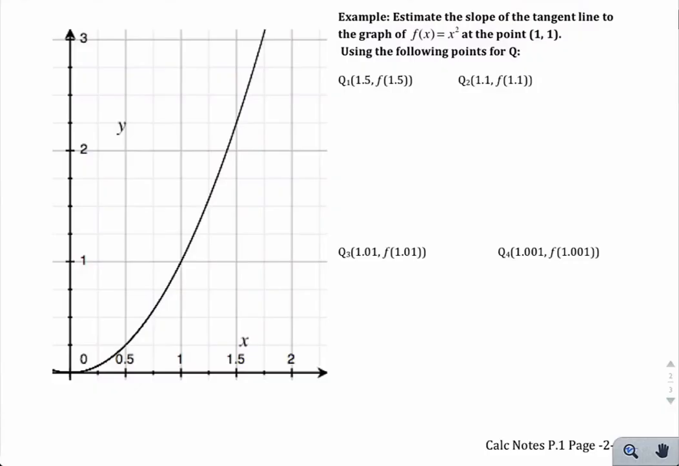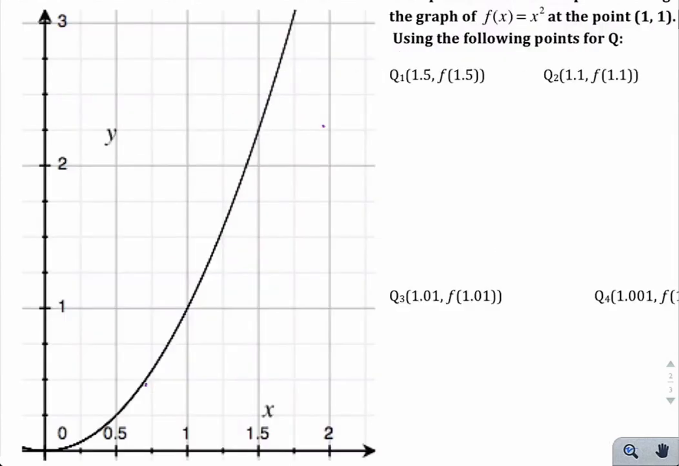So in our next example, we want to estimate the slope of the tangent line to the graph of f(x) = x squared at the point (1, 1). We're going to use the following points for Q. Here we have (1, 1), and we want to estimate the slope of the tangent line at this point right here.